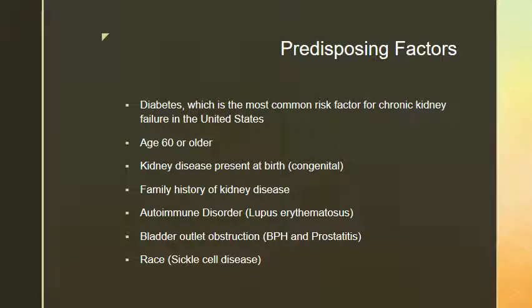Predisposing factors: diabetes is the most common in the United States, age older than 60, like a congenital kidney disease, family history of kidney disease, autoimmune disorders like lupus, bladder outlet obstruction like BPH, and then sickle cell.